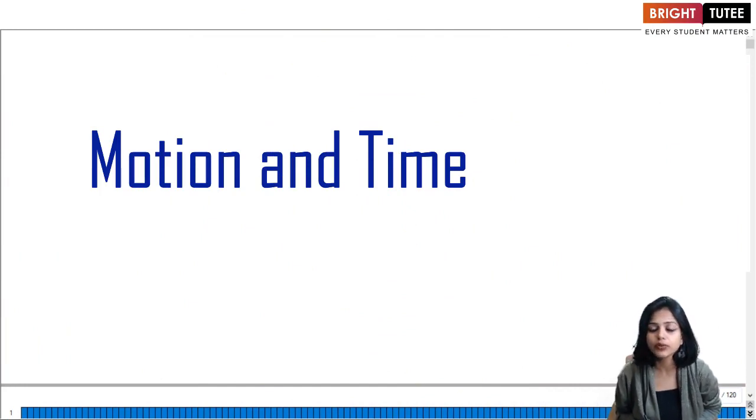Today we are going to do a very important chapter named Motion and Time. When I say what is motion, we have to understand it by looking around. We will be defining motion by looking at our scenarios and surroundings, then we are going to understand how time is related to the same. So let us begin with the session.